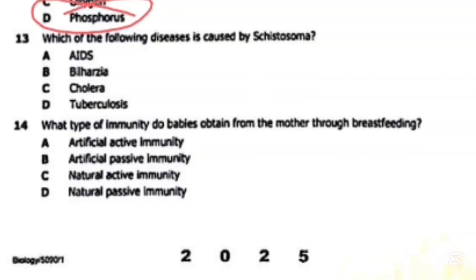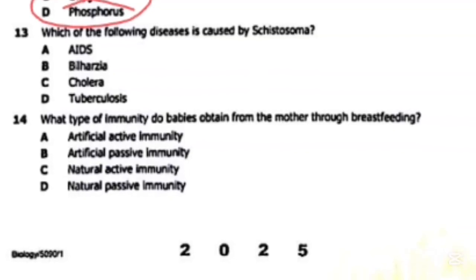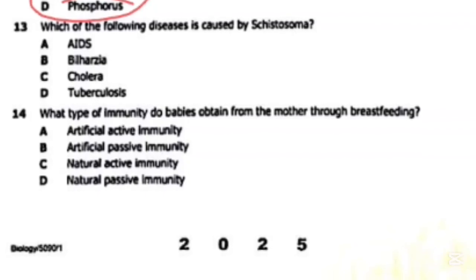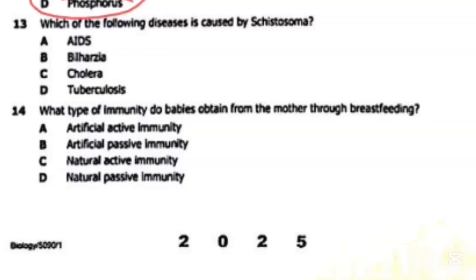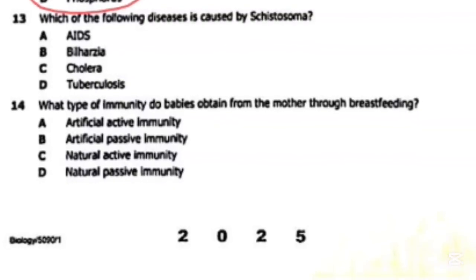Which of the following diseases is caused by Schistosoma? So Schistosoma, this is a parasite, which is responsible for causing bilharzia. Others may know it as schistosomiasis. So schistosomiasis is a type of disease caused by a parasite known as Schistosoma, which lives in livers.